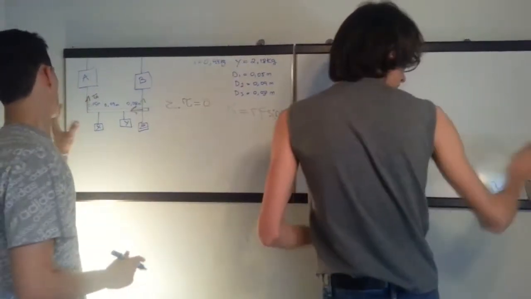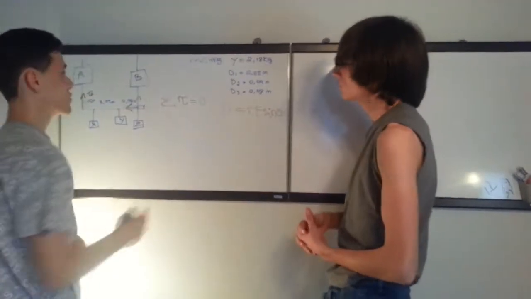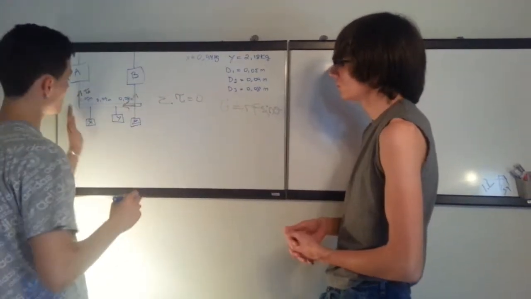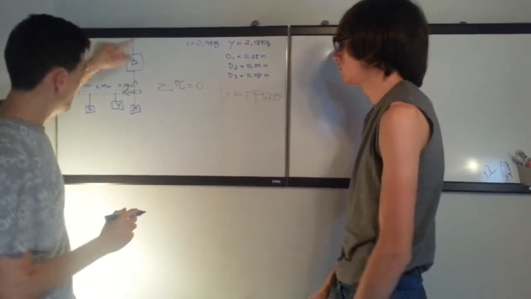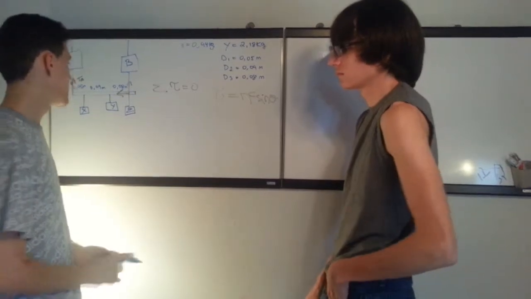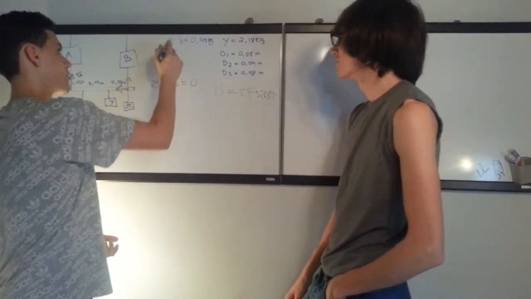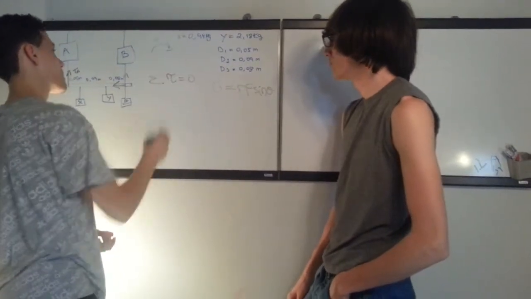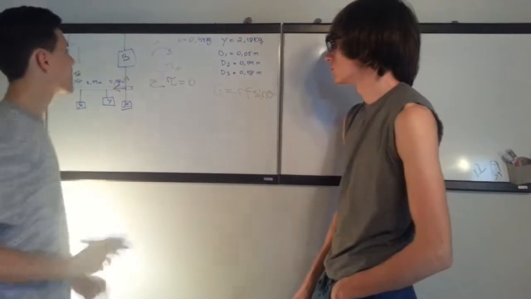So, let's do the torques. Now, by convention, this is a pivot, and whatever spins clockwise around it is defined as negative, and whatever spins anti-clockwise can be defined as positive. So clockwise, right here, would be negative, and anti-clockwise is positive.